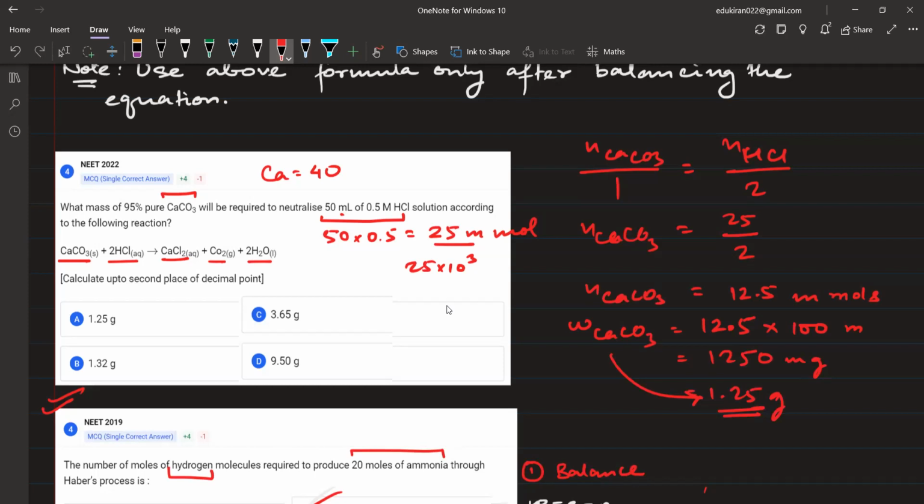Clear guys? Yes or no? Please tell me. है ना, 1.25 ग्राम प्योर चाहिए आपको, लेकिन 95% प्योर का क्या मतलब हुआ? You should be needing more than, है ना, जो mass of calcium carbonate है which is 95% pure. ओके, सो 1.25 आपको प्योर चाहिए, इसमें आप लोगों को फिर ऐड करना पड़ेगा. सो बेसिकली 1.32 आंसर आएगा.